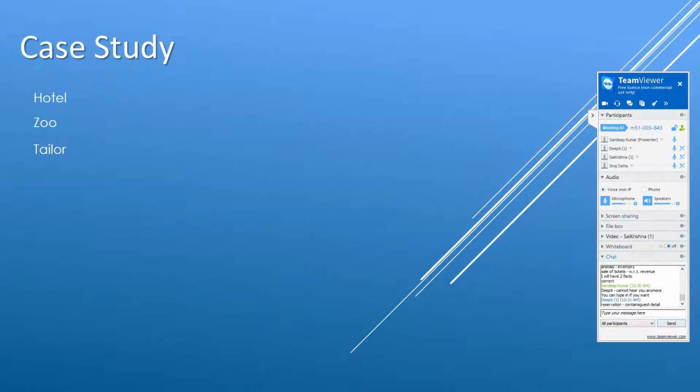Yeah, absolutely. What you just said is very similar to the retail industry. In the retail industry, you're selling products, but in a hotel, you're selling rooms.